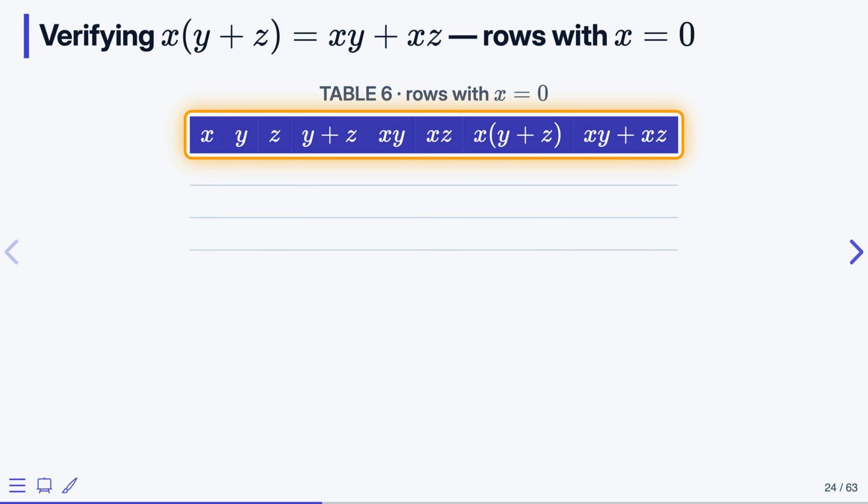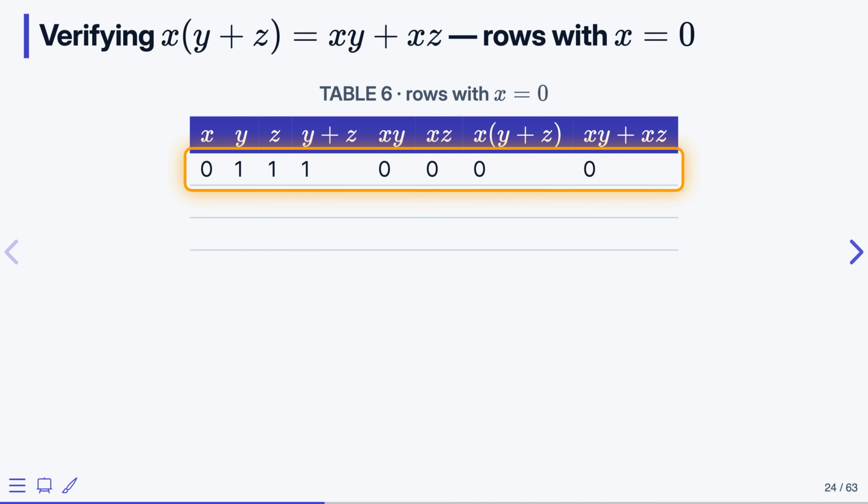And these are the 4 rows where x is 0. They are quick. Row 5. X is 0, so xy is 0 and xz is 0. The left side is 0 times something, which is 0. The right side is 0 plus 0, which is 0.